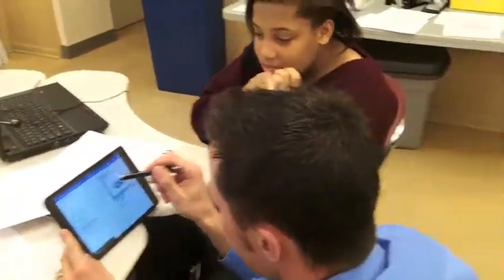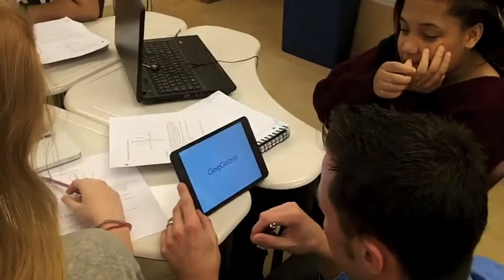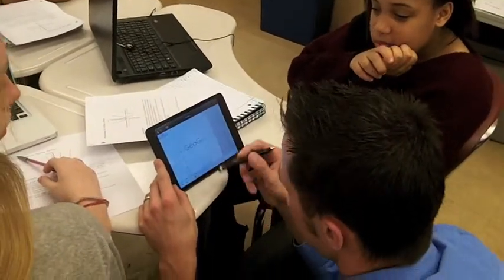My desk is like an Apple store. It is. It feels like it, right? This is the great thing about technology, though. It works sometimes and it doesn't.